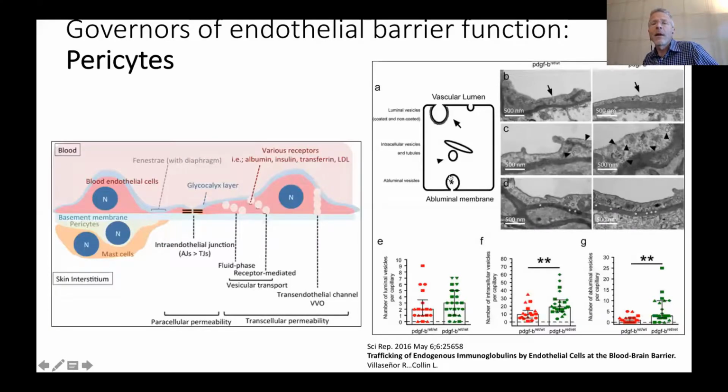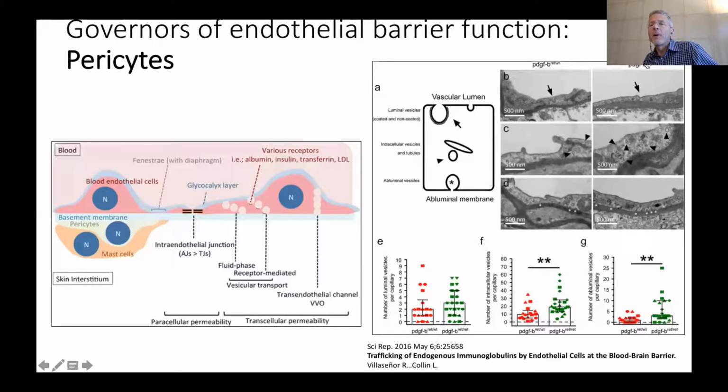And then at the abluminal side, once you get to the pericyte site, I'm sorry, this is the endothelial cell, this is the pericyte. Sorry, I had that backwards. And once you get through the endothelial cell, the things that are being transported from the blood through the endothelial cell meet the basement membrane and the pericyte here. And so this experiment was done with a normal mouse.